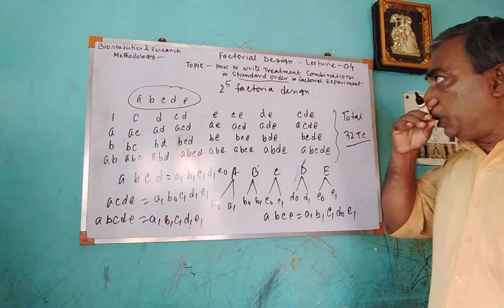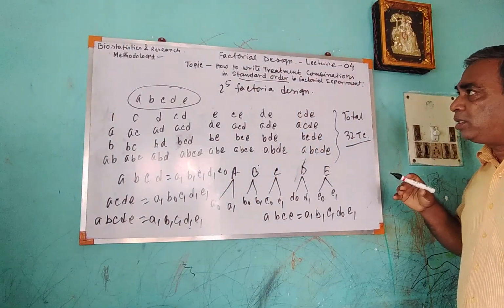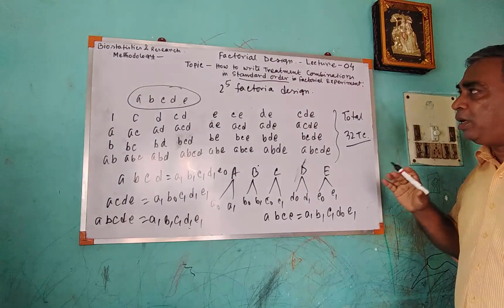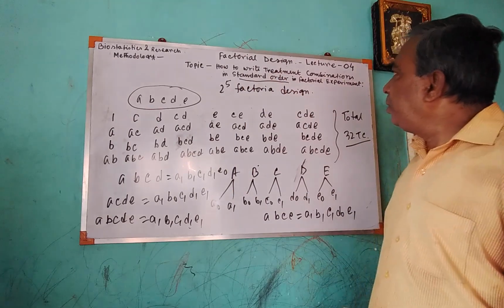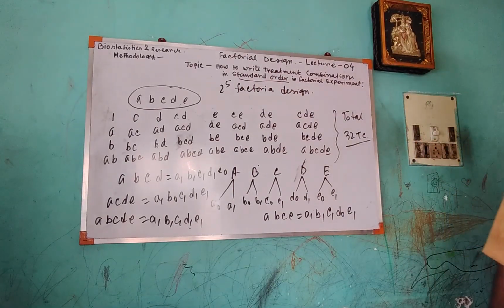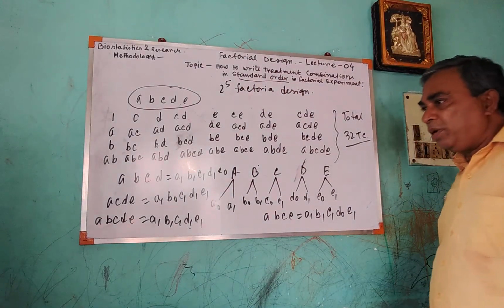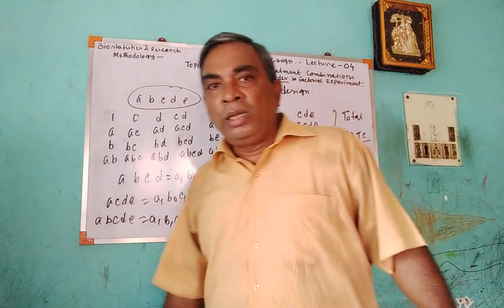Okay, so this was the topic. So I have finished this topic: how to write the treatment combination in standard order in factorial design. So I think everybody understood very nicely.